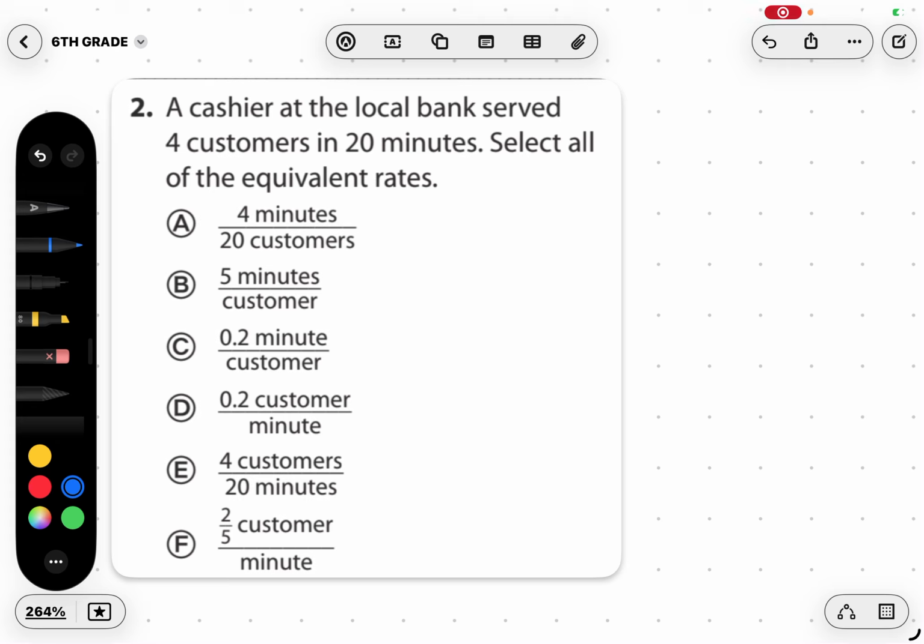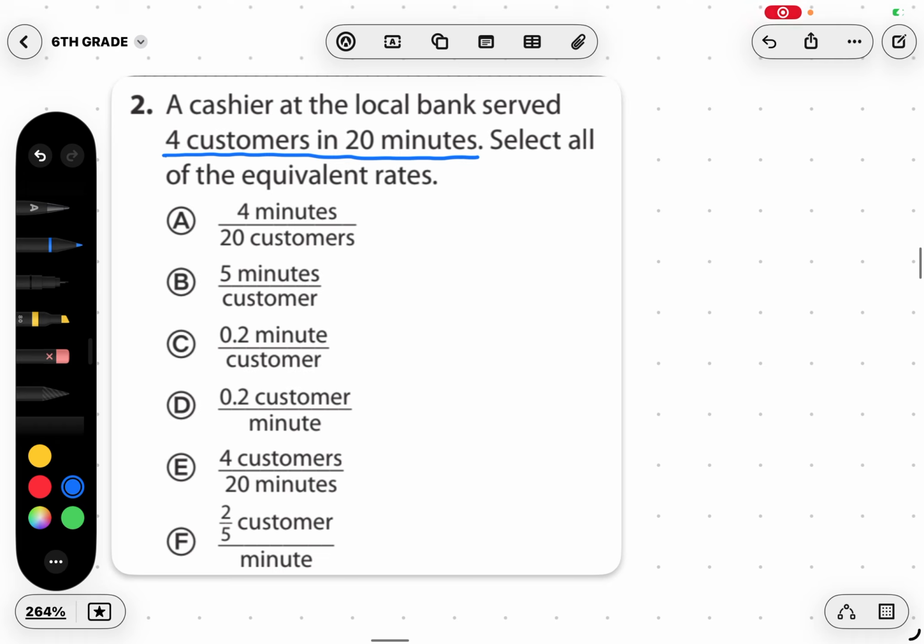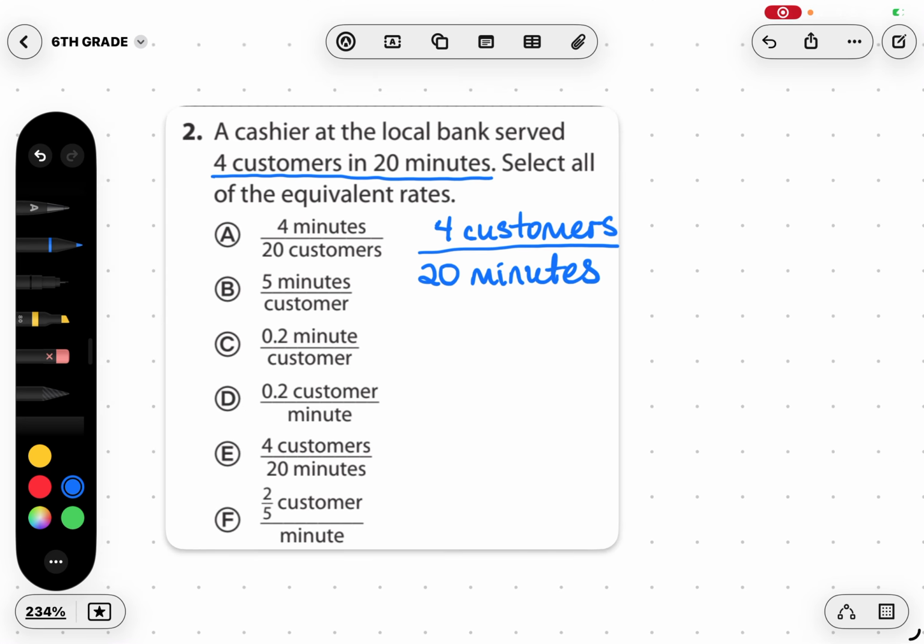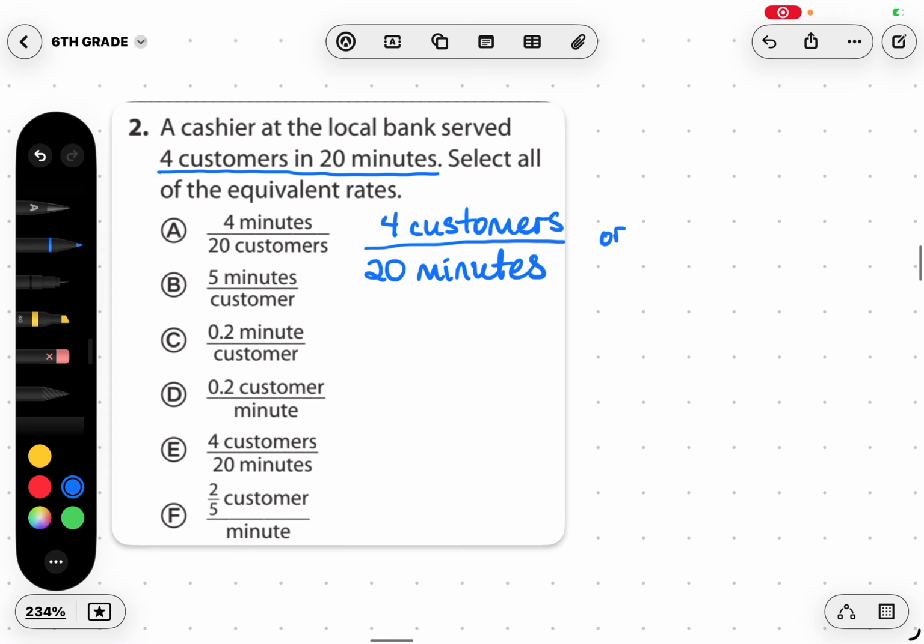Okay. Well, here, if we look at these answer choices, sometimes it's minutes per customer, sometimes it's customers per minute. So we need to be able to write out both. So if you do customers on top, it would have to be 4 customers divided by 20 minutes. Now it could be 20 minutes divided by 4 customers. Okay.